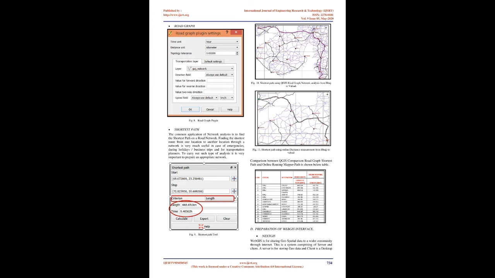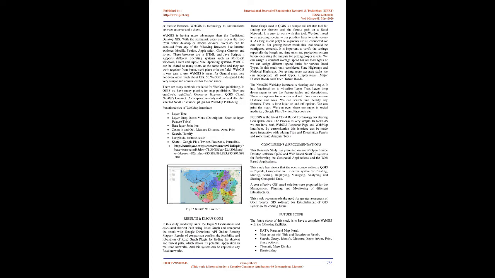Fig. 9. Shortest path tool. Fig. 10. Shortest path using QGIS Road Graph network analysis from Budget to Valsad. Fig. 11. Shortest path using online distance measurement from Budget to Valsad. The comparison between the QGIS Road Graph shortest path and the online routing mapper path is shown in the table below.